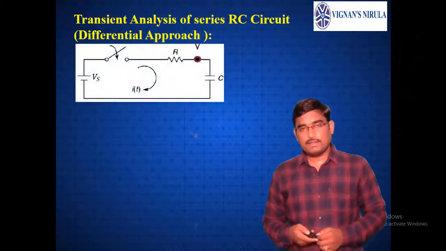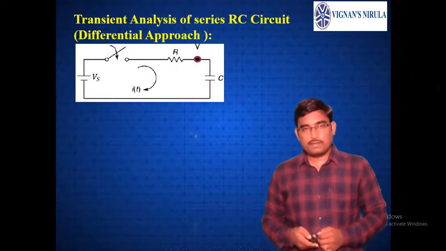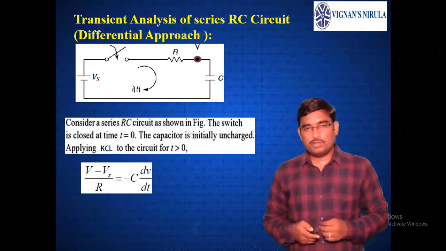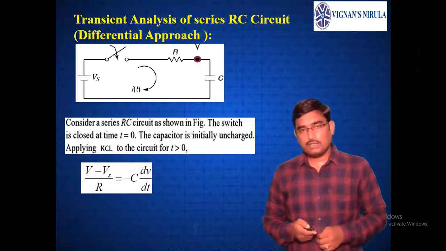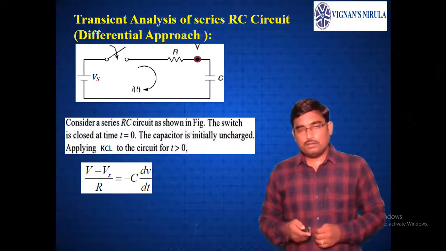So let us take the RC circuit of resistance R ohms, capacitance C, supply Vs, current in the circuit I, and switch S. The assumption is that initially the charge of the capacitor is 0. It is charged to 0 volts. Now switch S is closed at the t equals 0 instant.